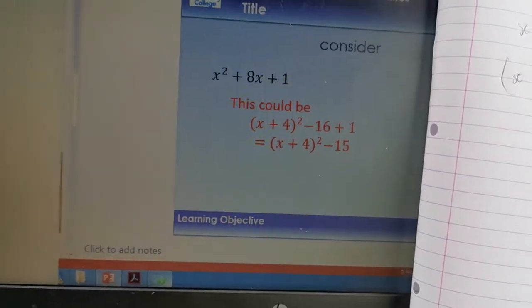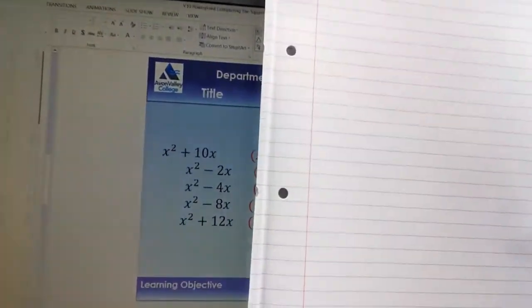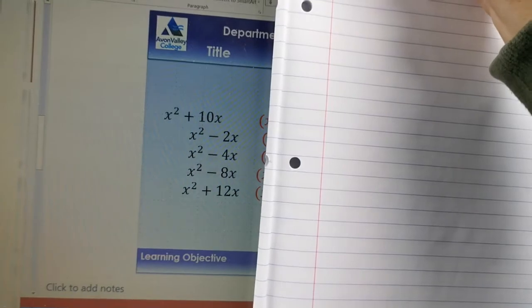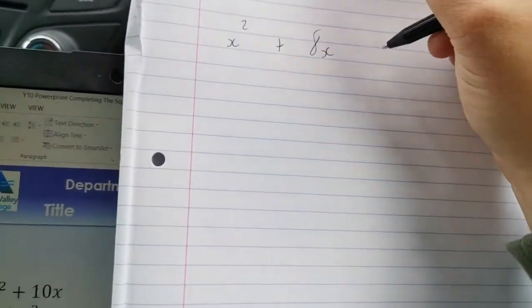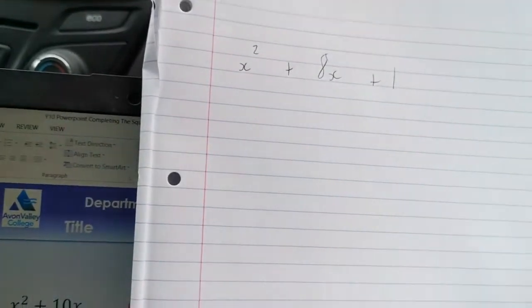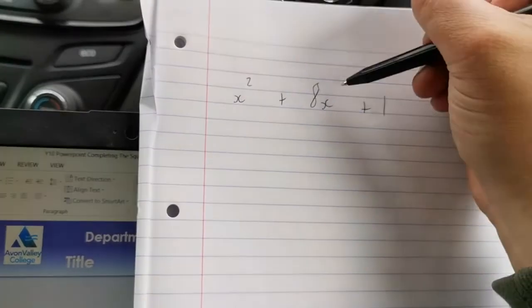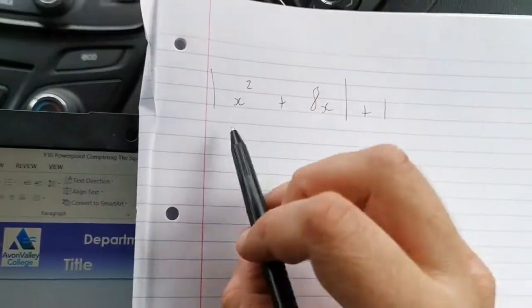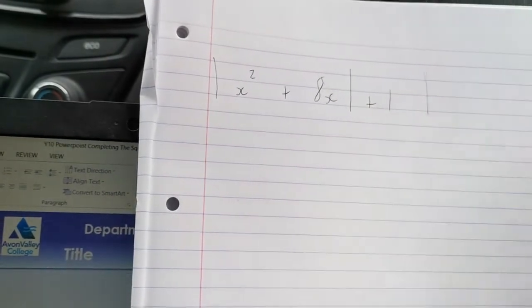Okay, so if we now look at a couple of examples here, using what we've just done, we're going to work out these. So if I have x squared plus 8x plus 1, I'm going to break this down into two sections. So I've got this section which looks like just what we're doing, and then I have this section here which is the plus 1.